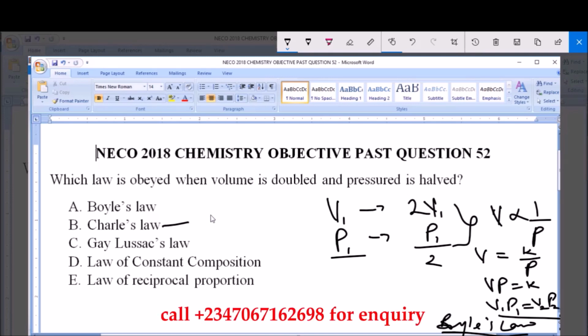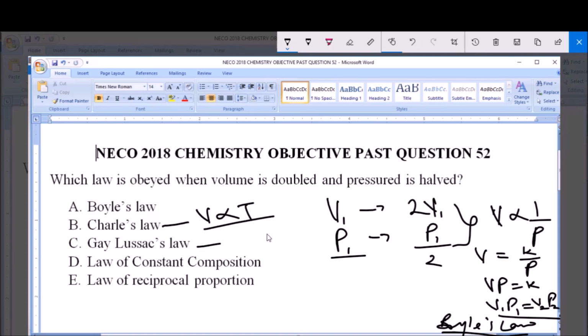Charles' law simply states that volume is directly proportional to temperature, provided that pressure remains constant. Gay-Lussac's law is a law of combining volumes, which states that when gases react, they do so in volumes that are in simple ratio to one another, and to the volume of the products if gaseous, provided that the temperature and pressure remain constant.